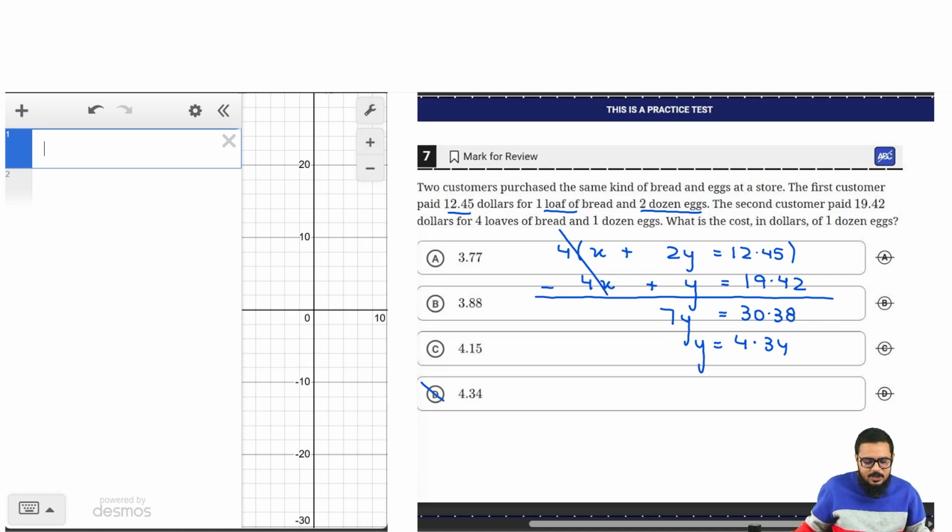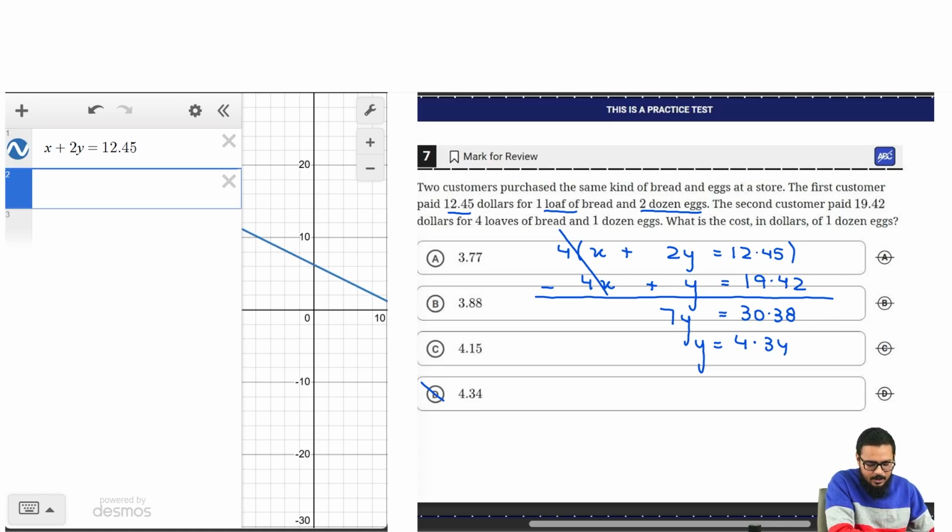You should be typing these equations in Desmos and should look for intersection points. So we have got almost back-to-back two questions in simultaneous equations. So I'm going to type x plus 2y equals 12.45. So that's my equation. And then the second equation, I think that was 4x plus y equals 19.42.